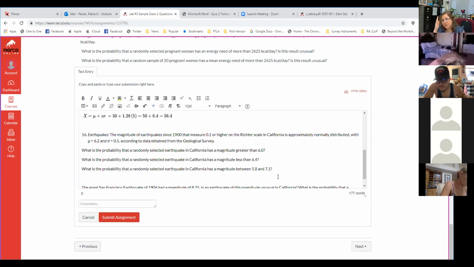And in the middle, your mu is equal to 6.2. So put mu equal to 6.2 there in the middle and draw that line. 5.8, is that to the left or to the right? Left. So draw another line, and put down 5.8 to the left of 6.2. And 7.1, is that to the left or to the right? To the right. So again, draw another line and put 7.1 to the right.